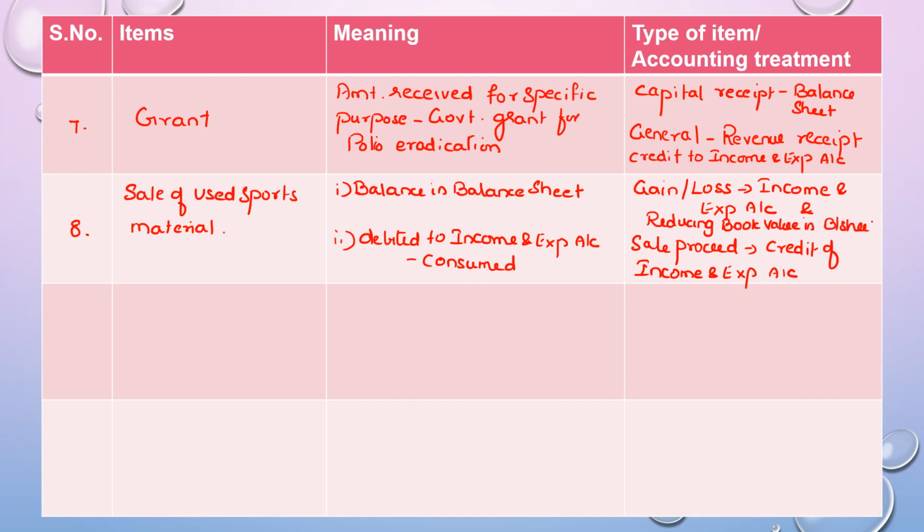But in the second case, because there is no value left in the balance sheet, the entire sale proceed is a gain and that will be credited to income and expenditure account. I hope that is clear.